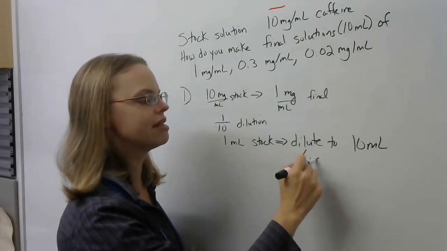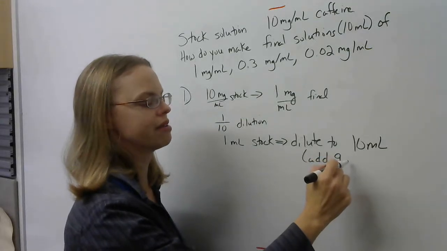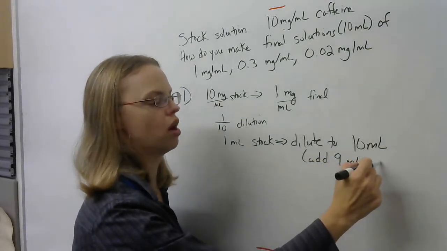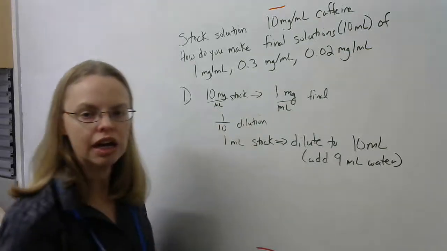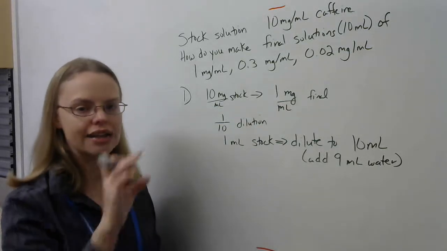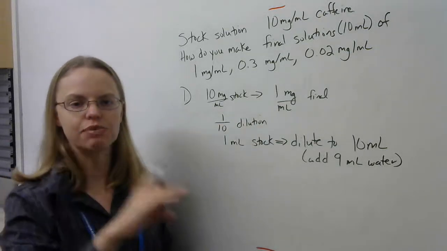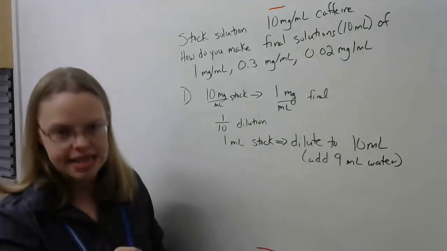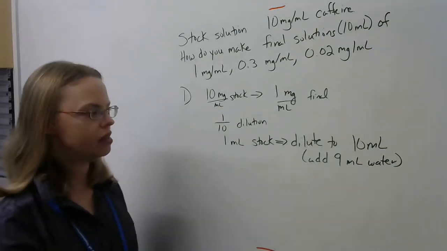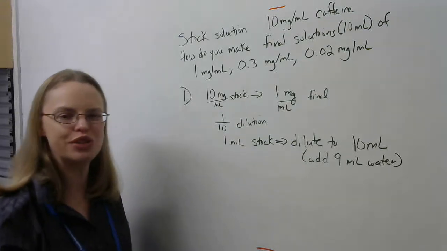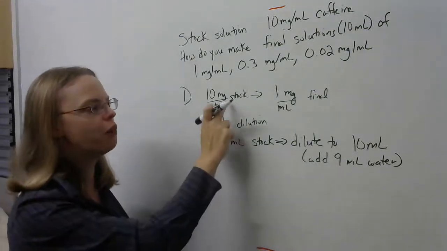So notice that if I were to do this without a volumetric, I would add 9 mL of water. I want to be clear: I'm not adding 10 mL of water. It's 1 in 10, which means there'd be 1 of the stock and 9 of water. Just so we have that clear. That's how we would do it if we knew it was a 1 to 10 dilution.